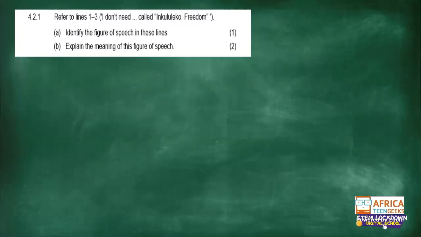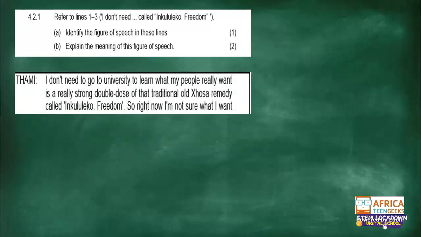Right, here they say refer to line 1 to 3. Identify the figure of speech. Okay, so there is line 1 to 3. Is there anyone who would like to read this? Anyone who's not shy, who wouldn't mind to read this? Okay, I see Yolisa has raised her hand. Hi, Yolisa. Hi, ma'am. Okay, please read for us.